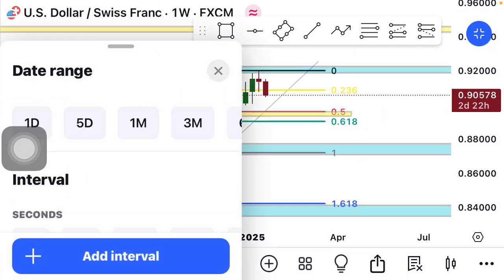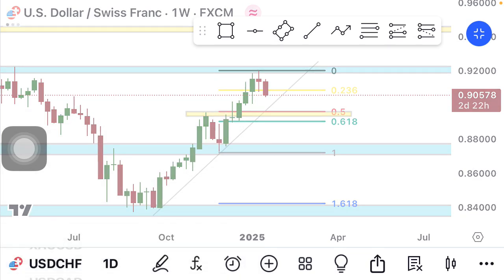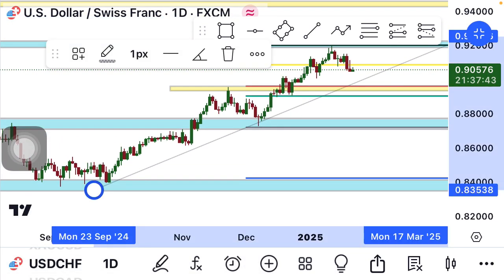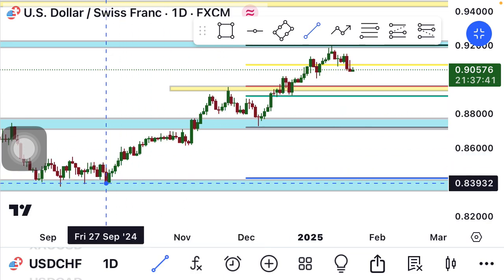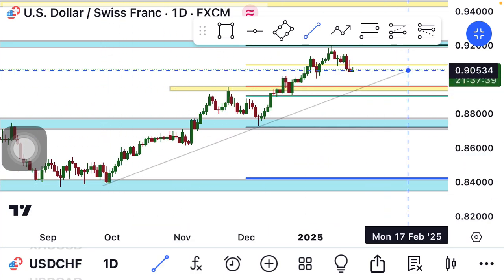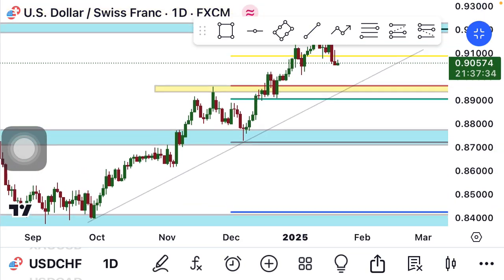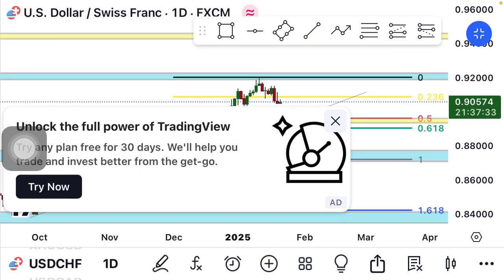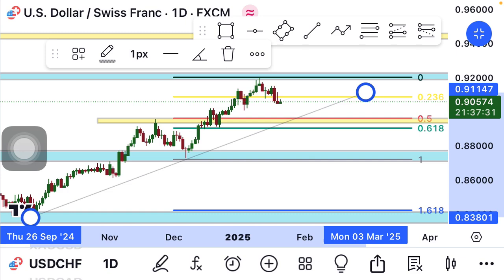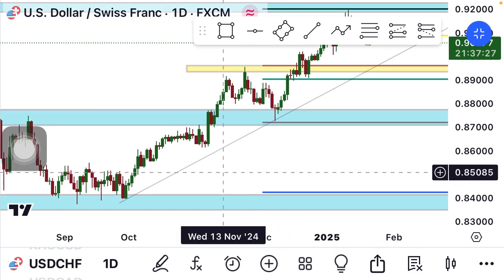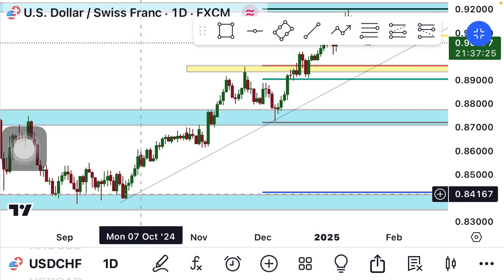I'm gonna make some adjustment on the daily time frame. So on the daily time frame, this is what it's looking like. So I'm gonna have to adjust this trend line. All right, let's see how it's looking. So you can see we had this first touch of the trend line around this zone, right?